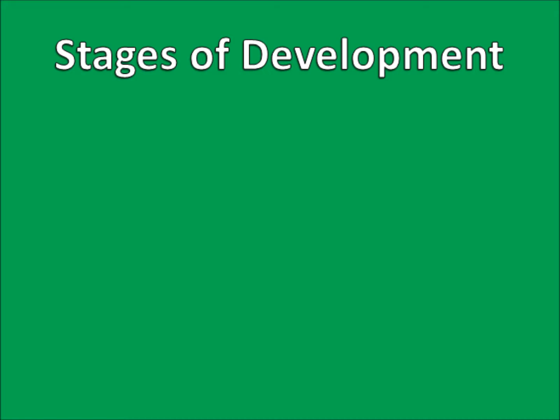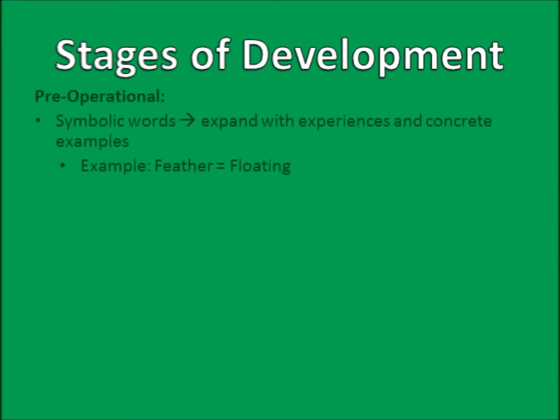The first stage is the sensory motor stage, which occurs from birth to approximately age 2. Since this stage involves infants, it does not apply to children learning dance in school. However, the pre-operational stage consists of children ages 2 to 7. In this second stage, children do not think logically, which means teachers need to provide experiences and concrete examples to expand the meaning of symbolic words used. This may mean bringing in a feather to represent floating to children.